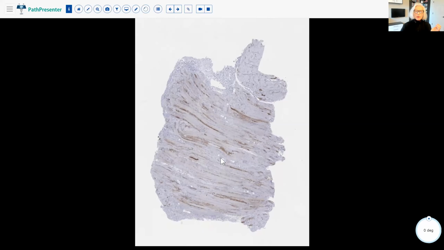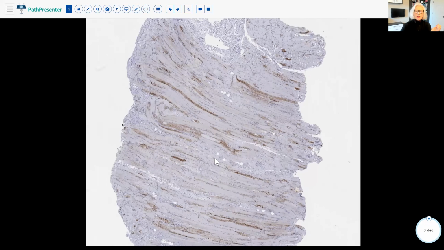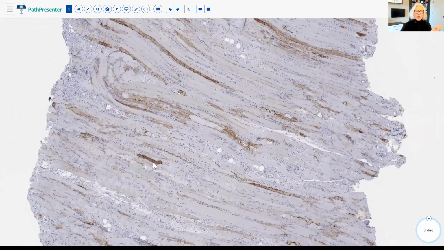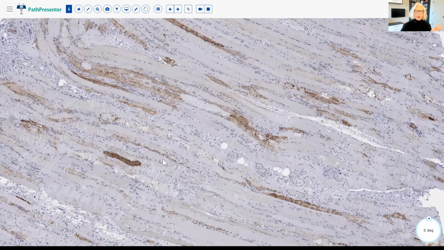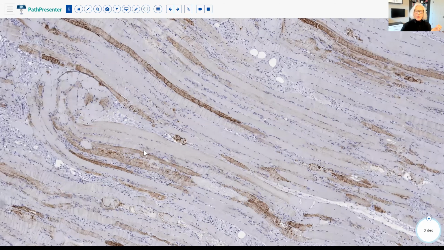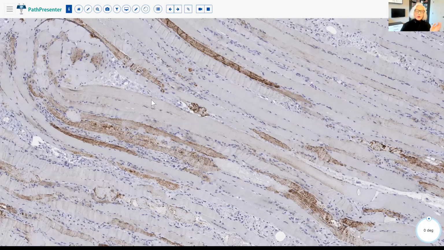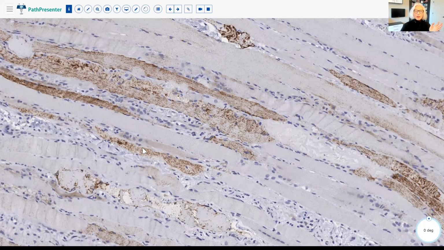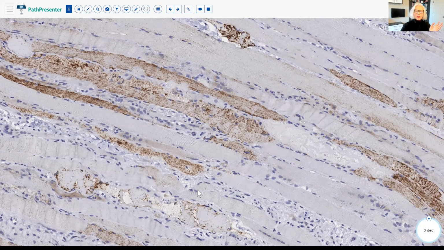And then, as I mentioned before, this is the LC3 stain. So here you can see this really strong staining, these fine to coarse puncta that are diffusely present in muscle fibers.